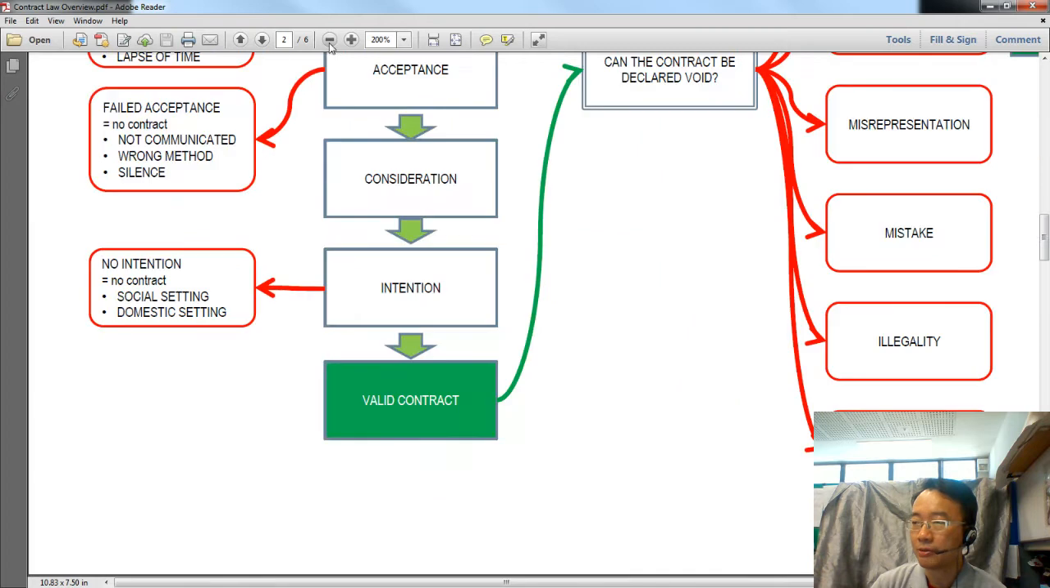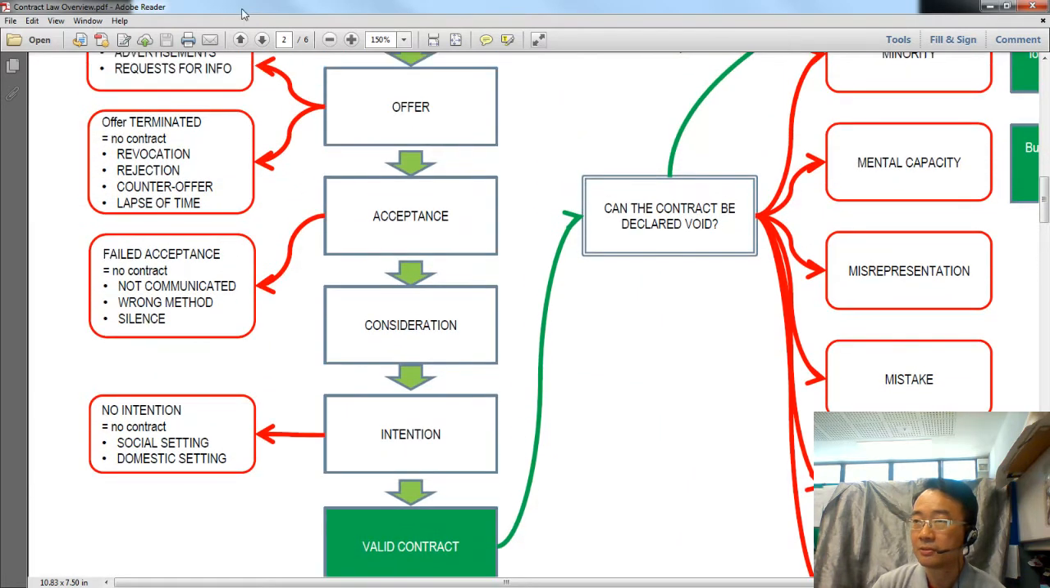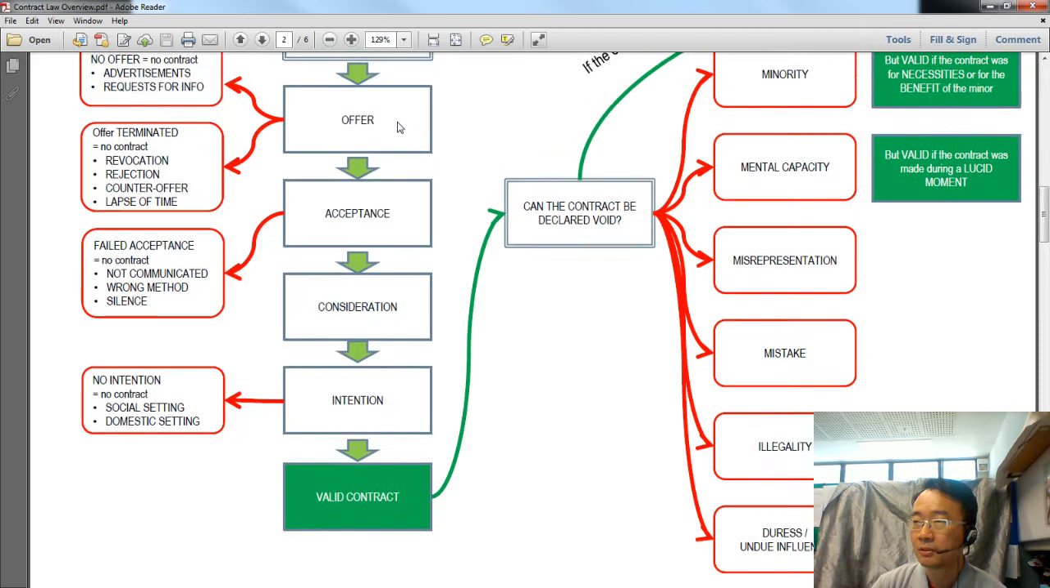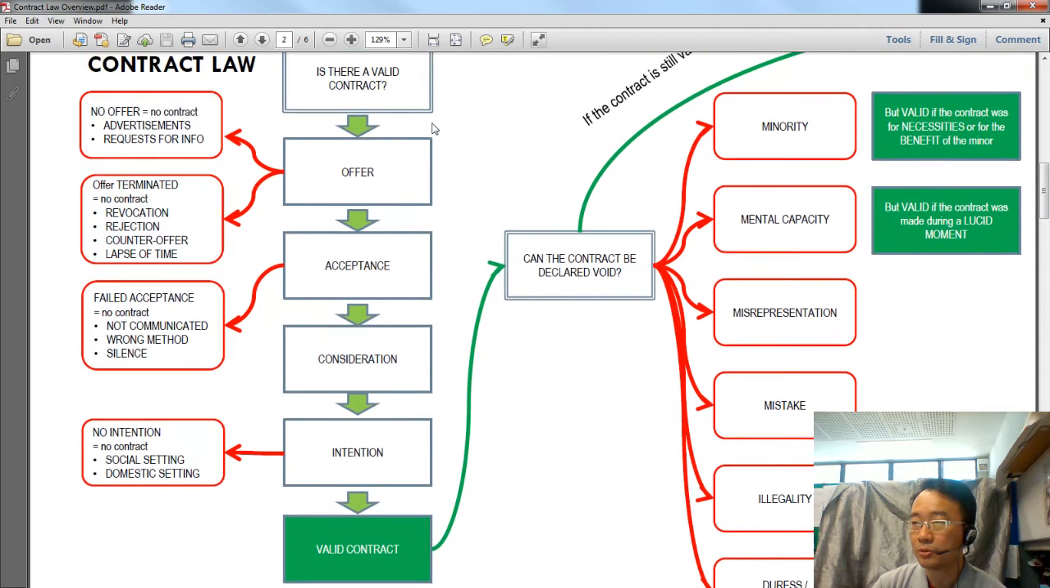So pulling back out again, you will see that this is what is going to give you your valid contract. And this is the first question that you'll be asked in contract law. And when you look at this, you'll be able to examine if it's missing any of these: offer or acceptance or consideration or intention, then you will not have a valid contract. Next up, we will look at whether the contract, which has already been valid, can then be declared void. So this will carry on in the next video.